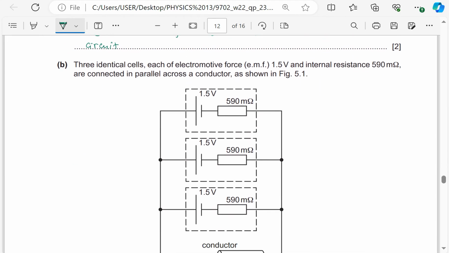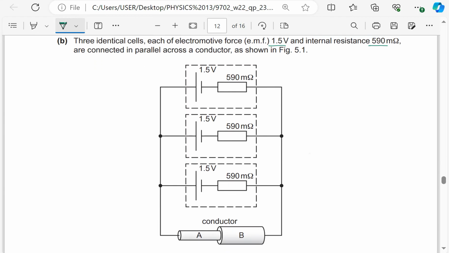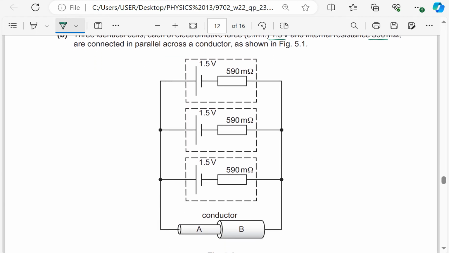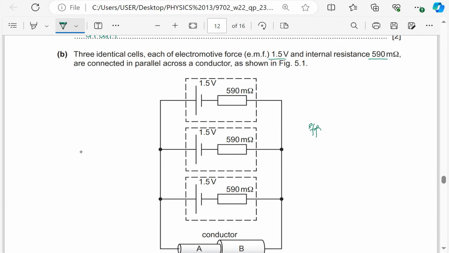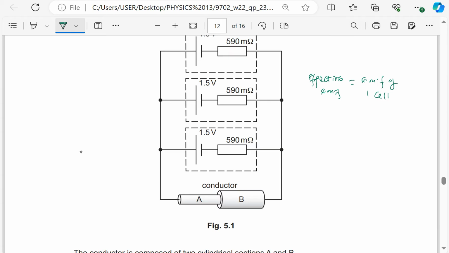Three identical cells, each of EMF 1.5 volts and internal resistance 590 milliohms, are connected in parallel across a conductor as shown here. Okay, so of course we know that the total EMF across the conductor must be the EMF of just one cell. If cells are in parallel, the effective EMF is the EMF of just one cell.